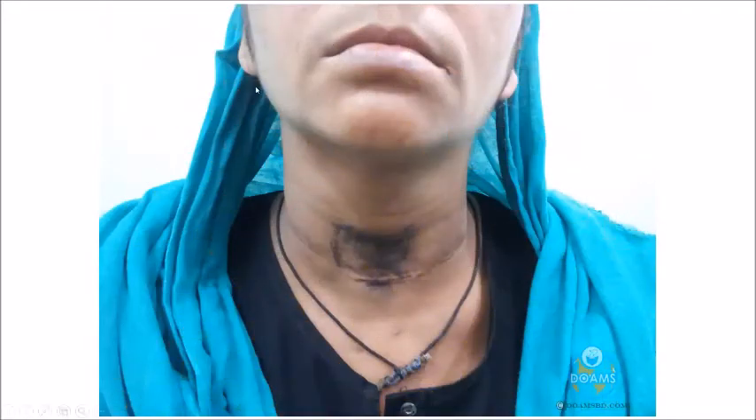Okay. Again, look at the neck. What are you looking at? This lady. This is the radiation mark I am telling you, and after operation she is getting the radiation here. What happened to her? Carcinoma. Carcinoma in the neck. Where the carcinoma was, you can see the scar mark is there. Which carcinoma could it be?